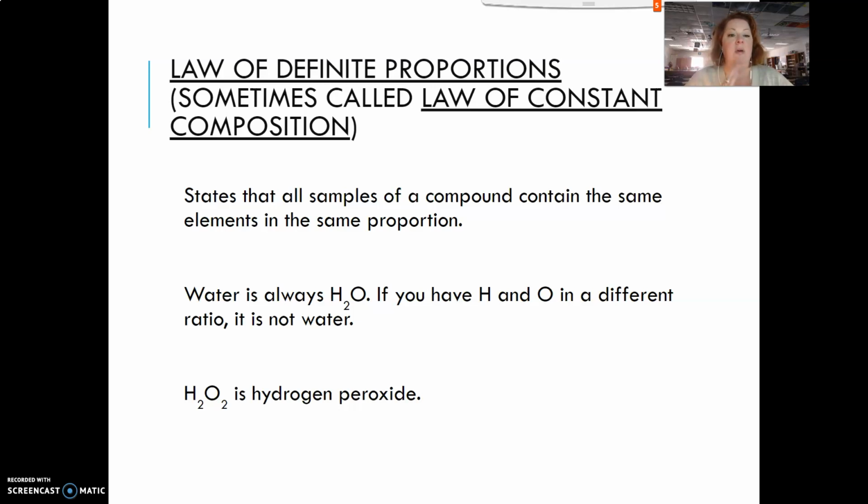If it is water, it will always have 2 hydrogens and 1 oxygen. If it is carbon dioxide, it will always have 1 carbon and 2 oxygens. Hydrogen peroxide, H2O2, it will always be 2 hydrogen, 2 oxygen. They will always be in that very specific ratio for that compound.